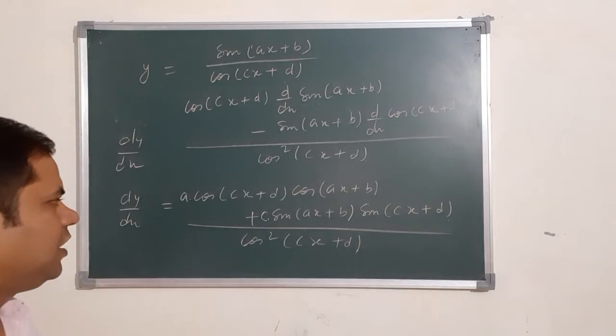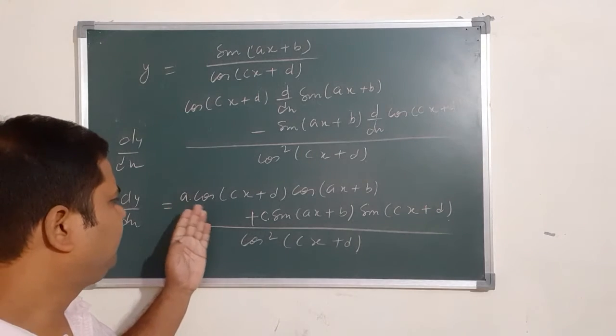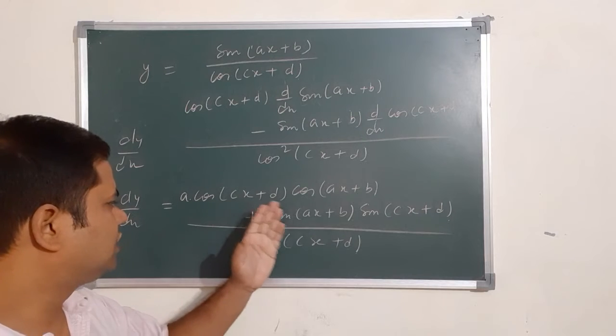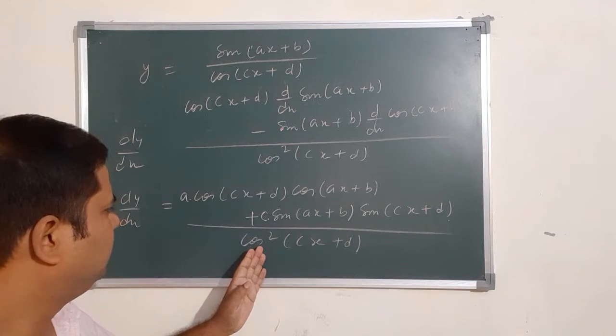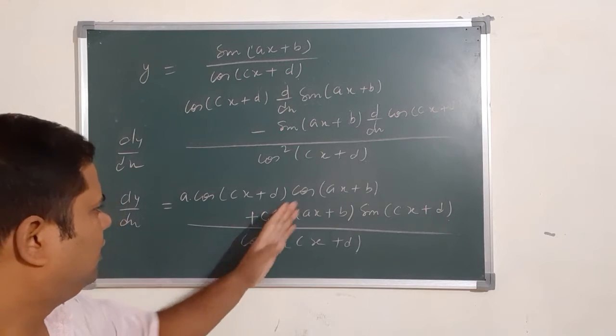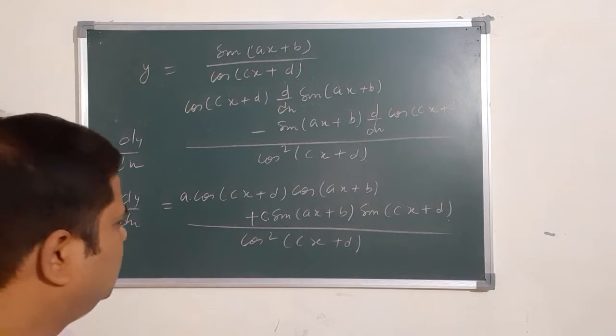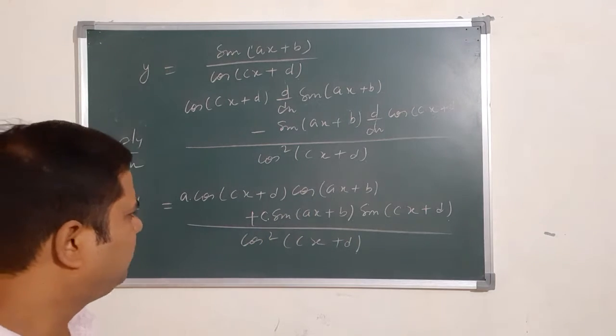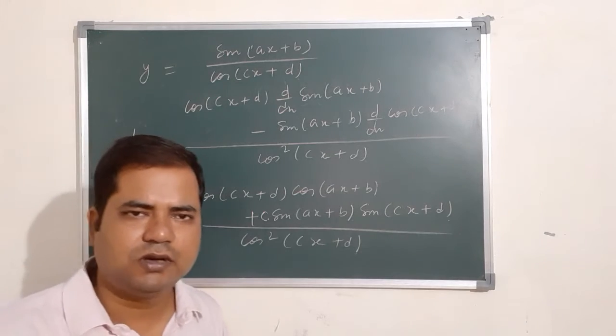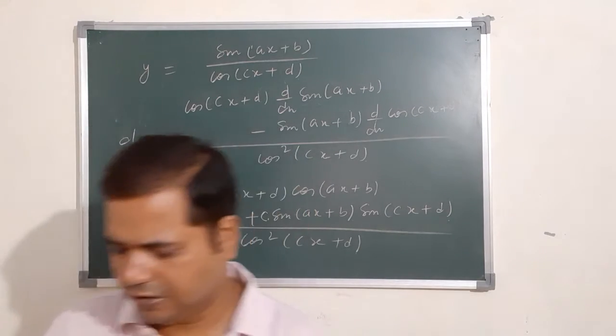Okay, so if you want you can solve more steps, but in my view this is the answer, no problem. But if you want you can simplify it, one of them cancels, giving cos ax plus b upon cos cx plus d. So simply you have to write this one, no problem. Okay, so please note it down.